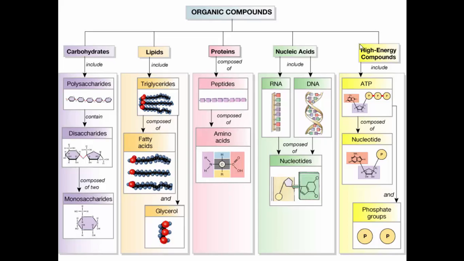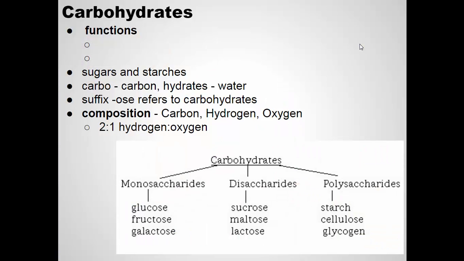Lipids include things like fats and oils. Proteins include a huge variety of polypeptides. Nucleic acids include DNA and RNA. And then these other high energy molecules are things like ATP. So we'll start with carbohydrates.